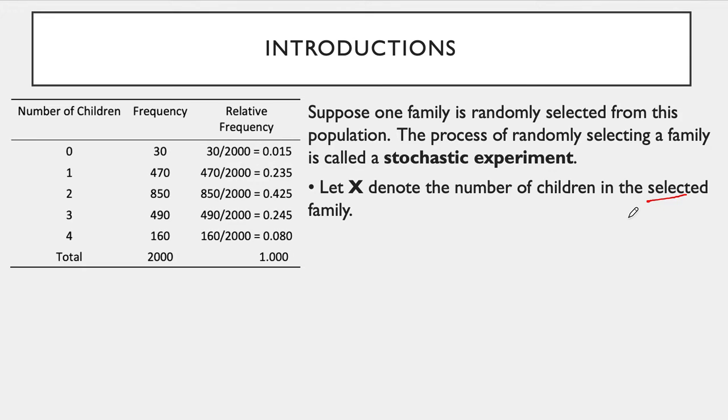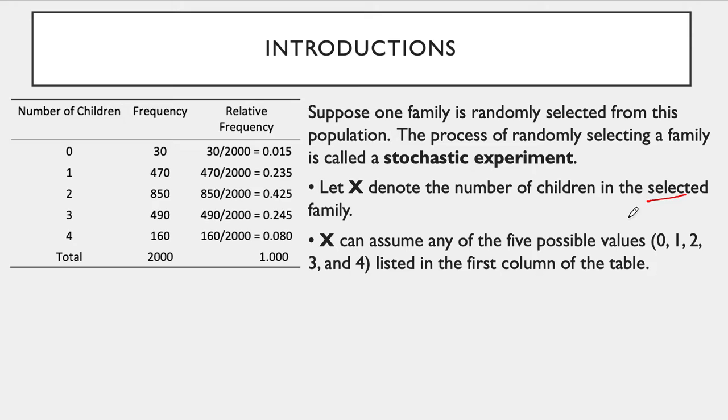Therefore, X can assume any of five possible values. Why is it five? Because we start with zero. When we randomly select a family, it's possible that we have a family with zero children. So we have five possible values, that is 0, 1, 2, 3, and 4, listed in the column here on the table.